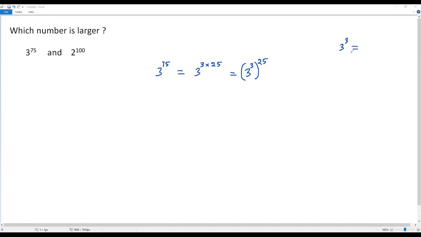3 to the third power means we have to multiply this base 3 by itself for 3 times, because we have the exponent 3. Then we have 3 times 3 times 3. 3 times 3 is 9. 9 times 3 is 27. Okay, so we got the value of 3 to the third power. It's 27. We can take this exponent as it is.